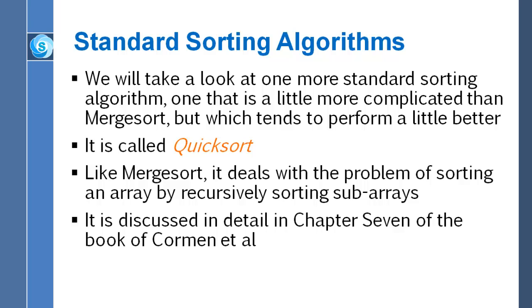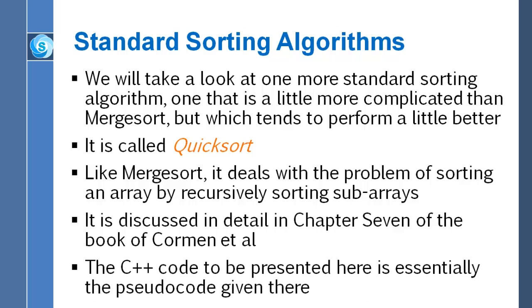Anyway, I've chosen to introduce the version of Quicksort that is spelled out in Chapter 7 of the book by Cormen, Leiserson, Rivest, and Stein. I'm going to present C++ code that's equivalent to the pseudocode that they give. I've chosen this because the code is a little more direct than anything else I've seen, and therefore it's a little easier to implement and analyze.